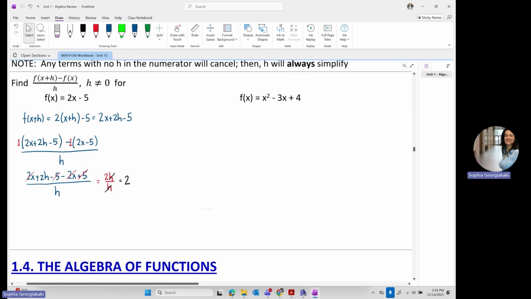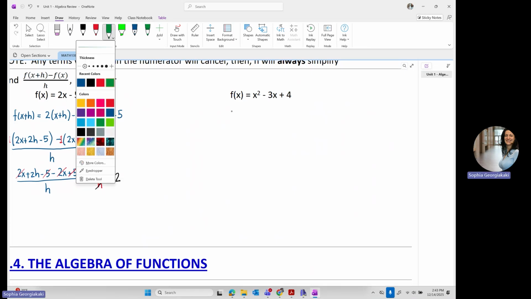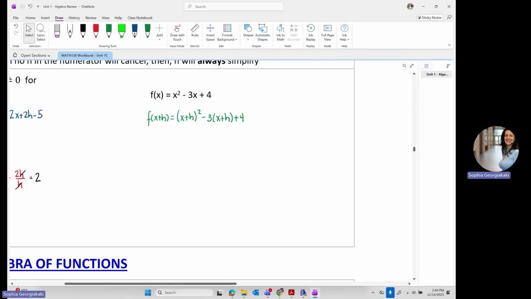For the next function, it's a little more involved. F of x plus h, let me actually use a different color. So f of x plus h will be, if I substitute, (x plus h) squared minus 3(x plus h) plus 4. I recommend that you pause the video here so that you can do the evaluation yourself and then check and see if you got it correctly.